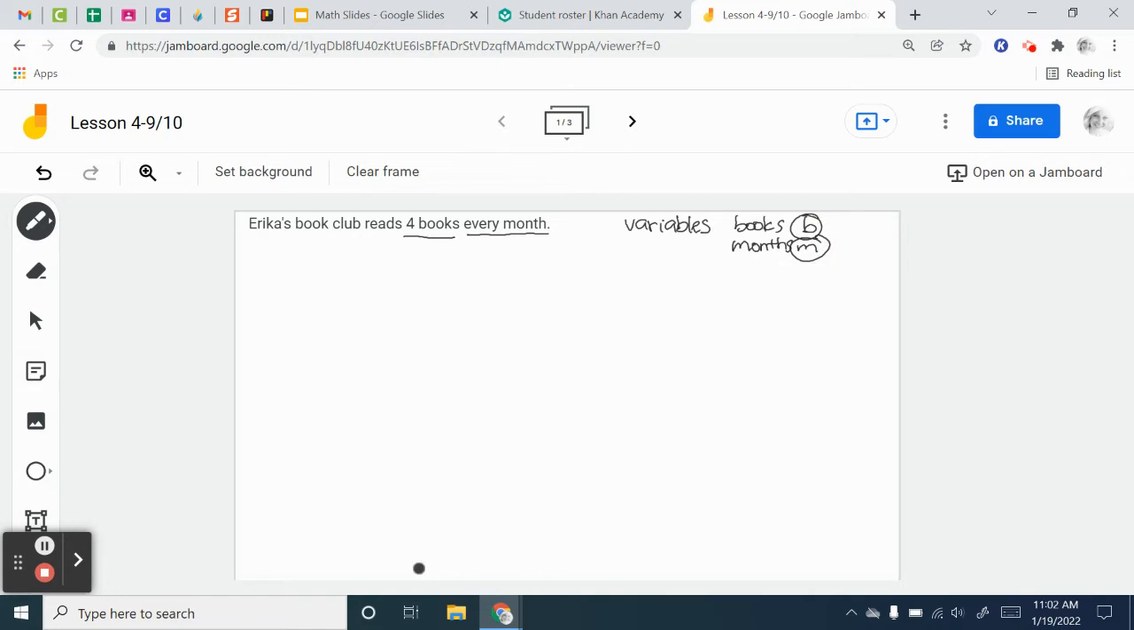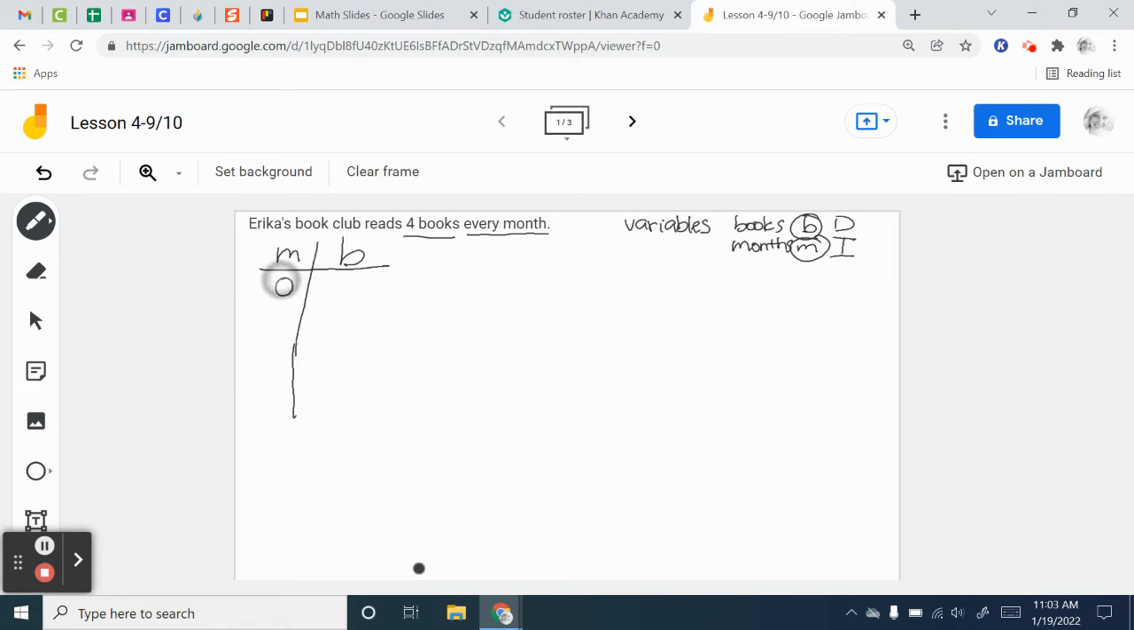And since months go by all on their own without any help, that's my independent variable. And the number of books they read depends on how many months they're in the book club, so that's my dependent variable. So when I make my table, my independent variable always comes first. So months will go in this column and the books will go in this column.